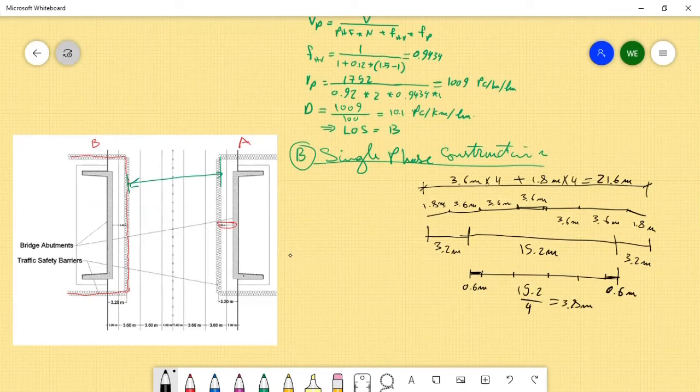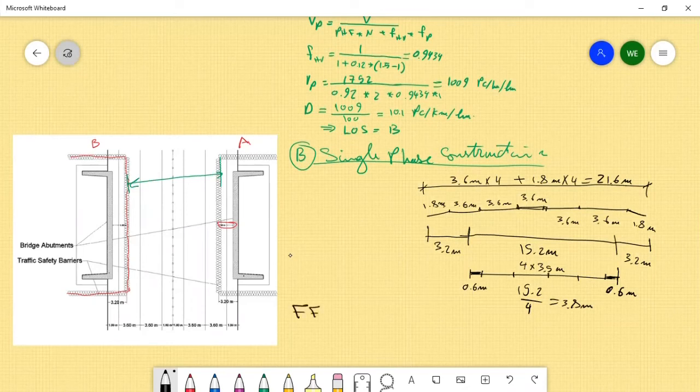So this would be 14 divided by 4. That means we are going to have 4 multiplied by 3.5 meters. So we are going to have 4 lanes with a lane width of 3.5. But we are going to eliminate the median, and we are going to reduce the shoulder significantly, as you can see. So we need to adjust the free flow speed.